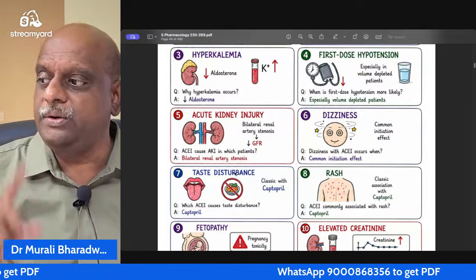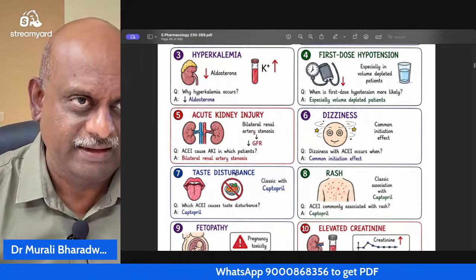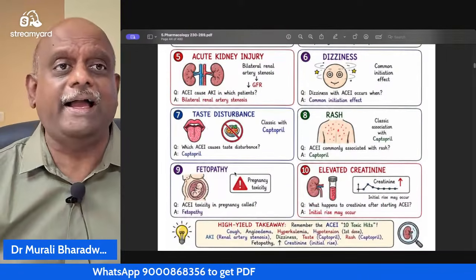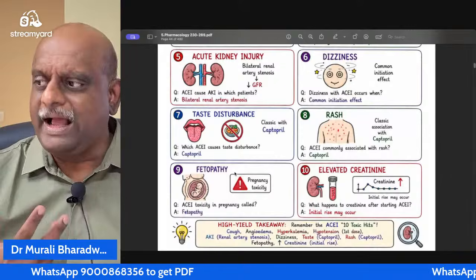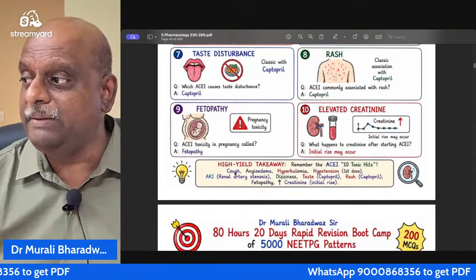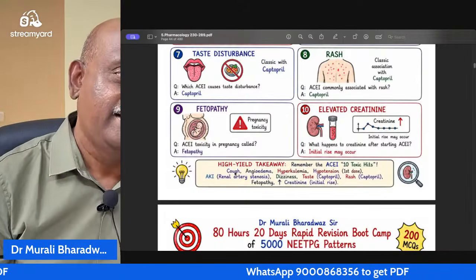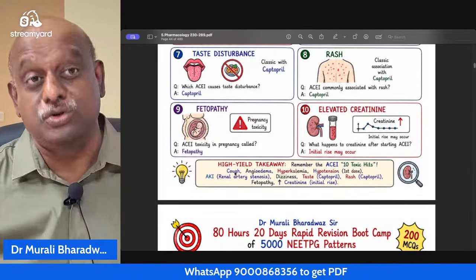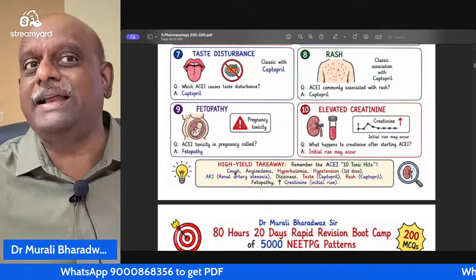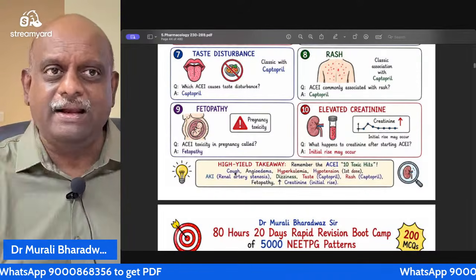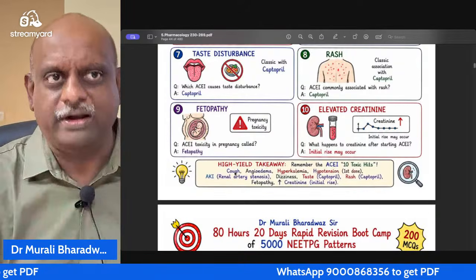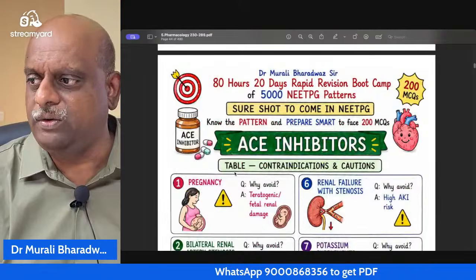ACE inhibitors lead to dizziness, which is a very common side effect. They lead to dysgeusia, especially captopril, rash, captopril, fetopathy, and they also sometimes can lead to elevated creatinine, especially with bilateral renal artery stenosis, because they lead to selective efferent arteriolar vasodilatation. So in renal artery stenosis, if unilateral it is indicated, if bilateral it is contraindicated. ACE inhibitors is what we need to remember.